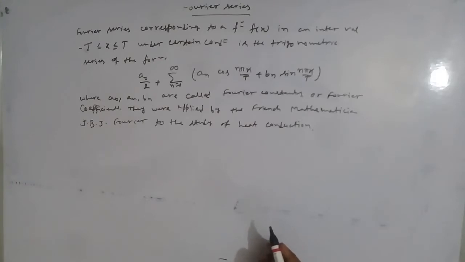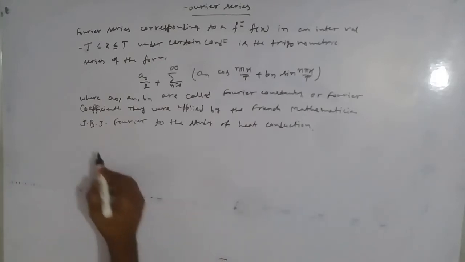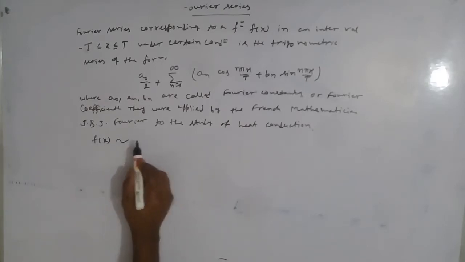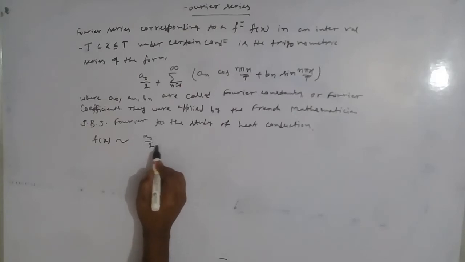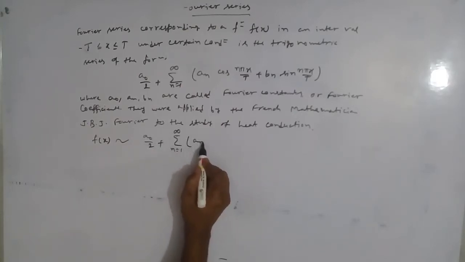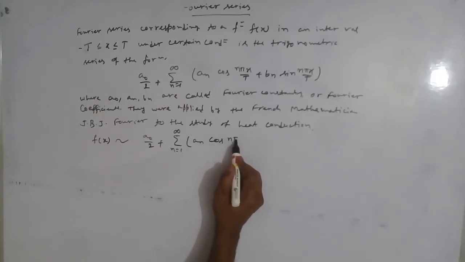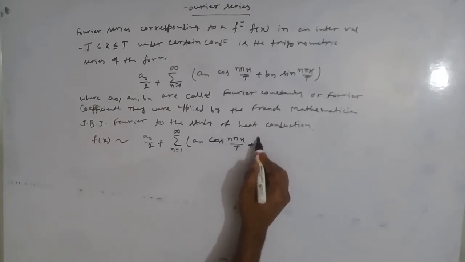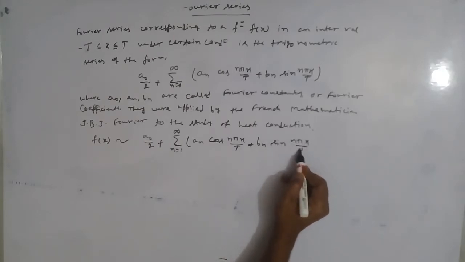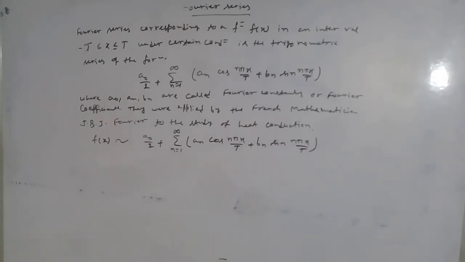So to indicate a Fourier series of a function f(x), we write like this: f(x) is approximately equal to a0 by 2 plus summation n equal to 1 to infinity an cos n pi x by t plus bn sin n pi x by t.